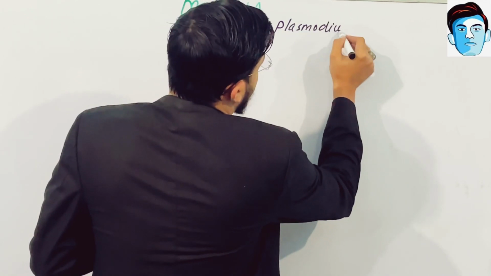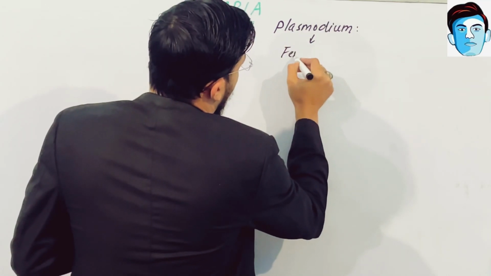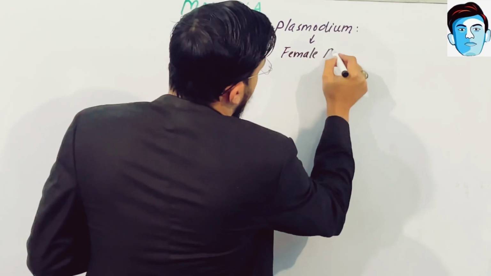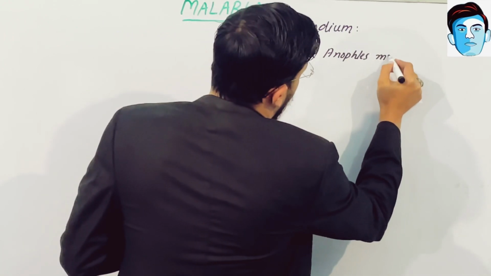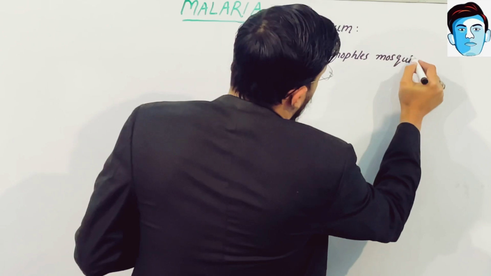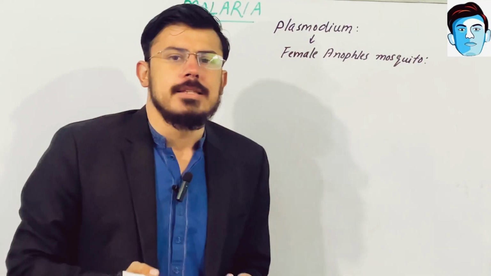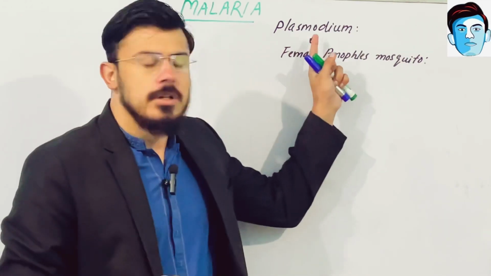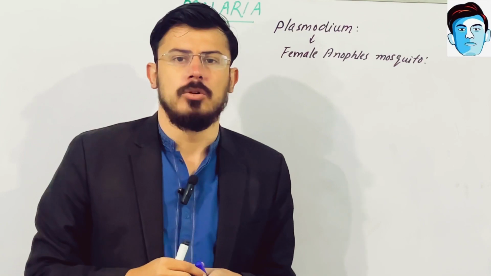Plasmodium is transmitted by the female anopheles mosquito. So the female anopheles mosquito is considered as a vector for the Plasmodium. Now what are the different species of Plasmodium?